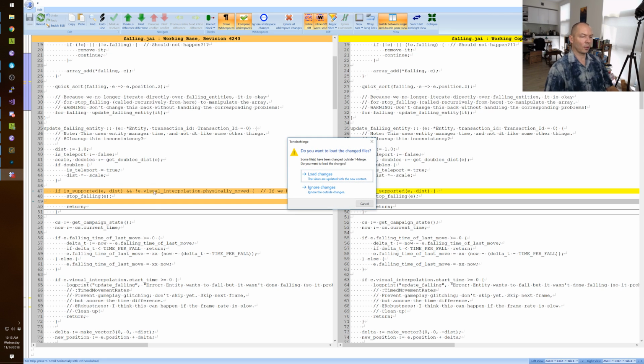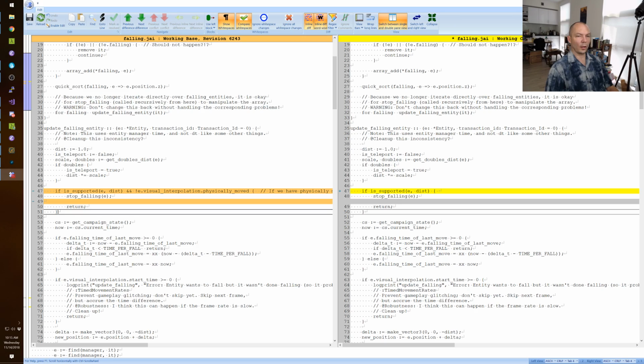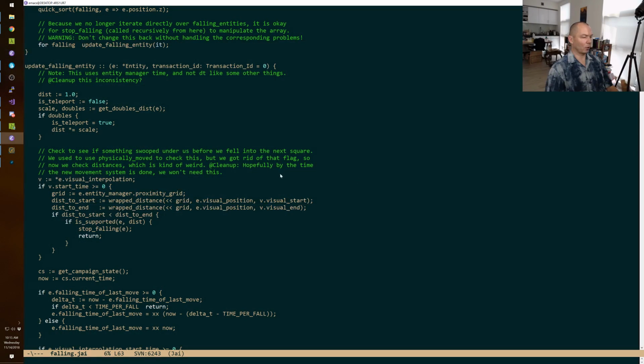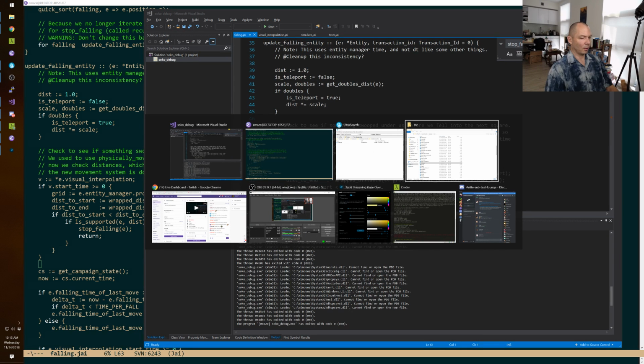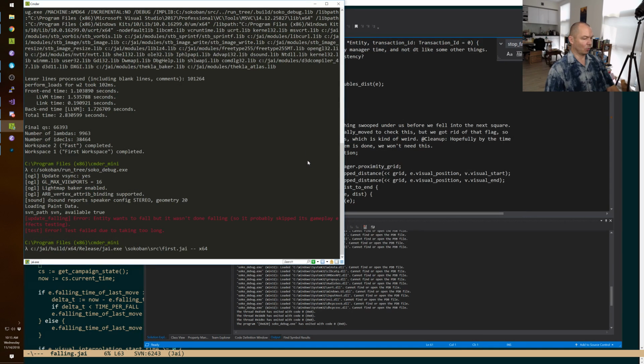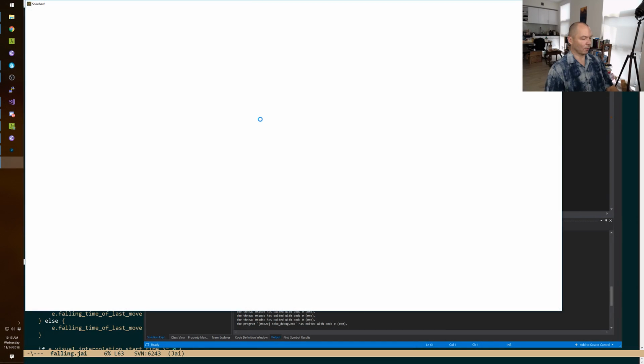That's not really the kind of check I want to be doing in the middle of falling, but you know, we're preserving the old functionality, and someday we will replace that. All right, let's see what happens.